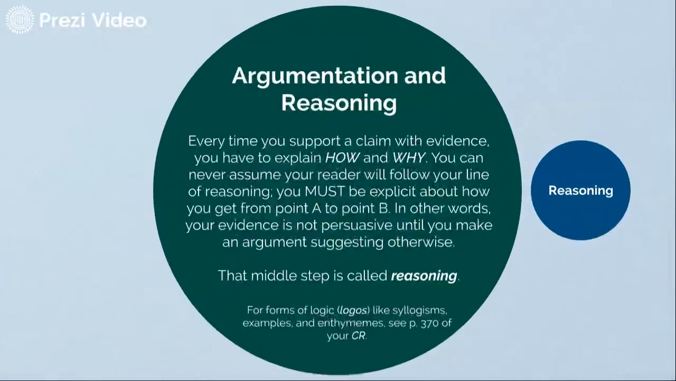So moving on to the analysis portion. Every time you support a claim with evidence, you have to explain how and why. You can never assume your reader will follow your line of reasoning. You must be explicit about how you get from point A to point B. In other words, your evidence is not persuasive until you make an argument suggesting otherwise. That middle step from how you get from your claim to convincing your audience that it is reasonable is called reasoning. For other forms of logic or logos, like syllogisms, examples, and enthymemes, you can also see page 370 of your Carolina Rhetoric.